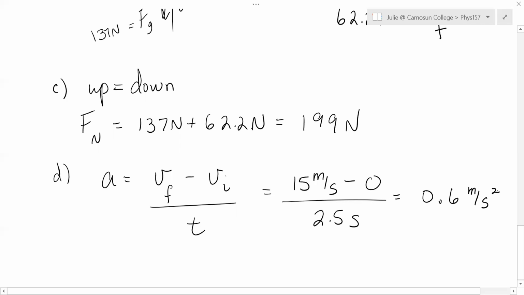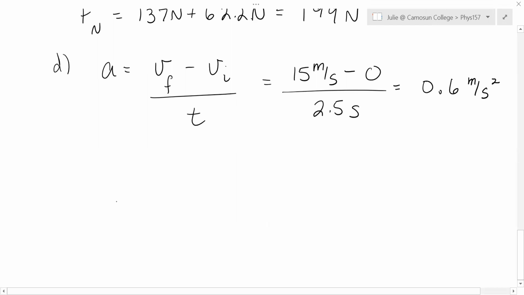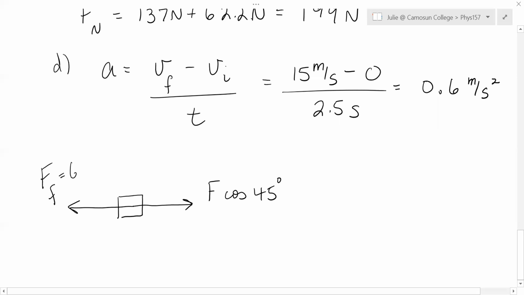Okay, now it says what force must the person apply on the lawnmower? Now we're going to assume it's going at 45 degrees again, but now it's an unknown. So if we go back to here, we have the horizontal force due to the applied force of the lawnmower, which was F cos 45. So that's what is moving it, trying to move it to the right. We've got friction left, which it's said to keep the same. So the force of friction was 62.2 newtons.